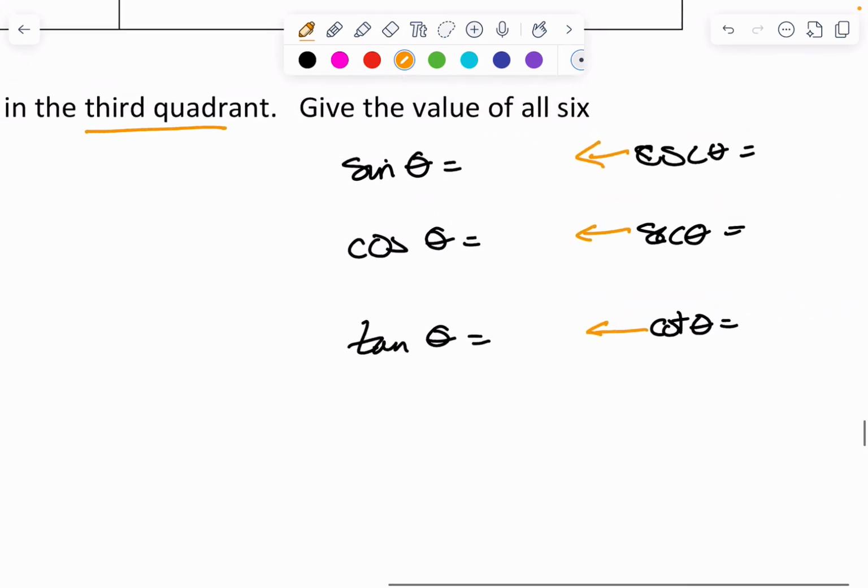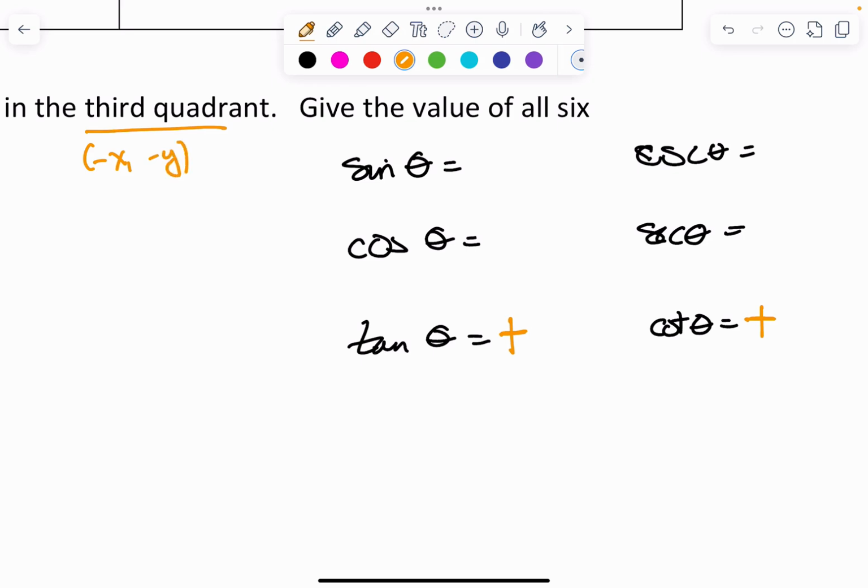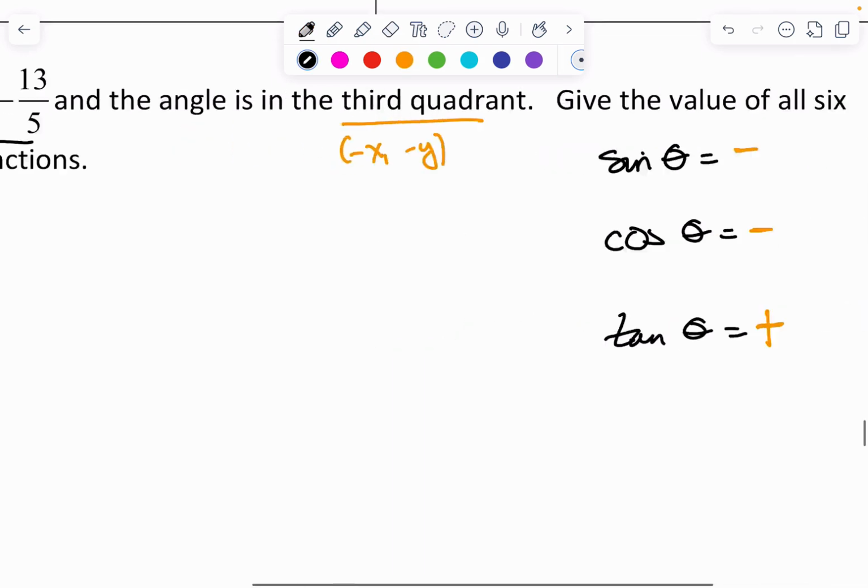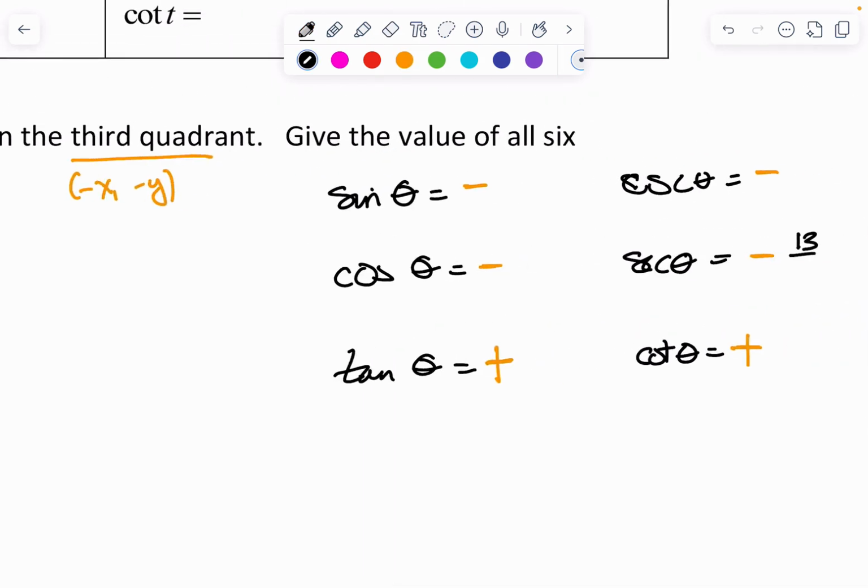Before I get into all that, though, I really want to go over the third quadrant. In the third quadrant, what do I know? I know tangent's positive in that quadrant and cotangent's also positive because that is negative x, negative y. Sine is going to be negative, which means cosecant will be negative. Cosine is going to be negative, which means secant is going to be negative. Now it told me secant: 13 over 5. So right away, I can use reciprocals, and I know cosine. Cosine is negative 5 over 13.